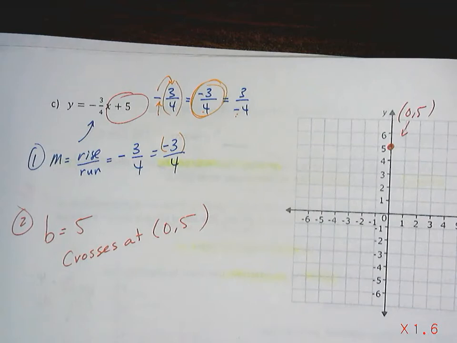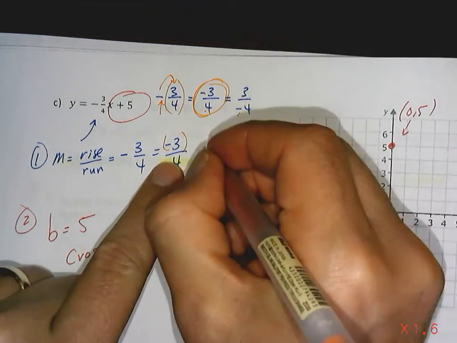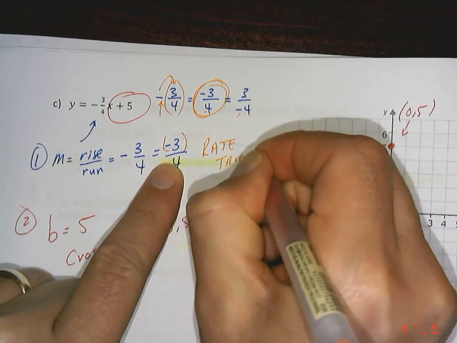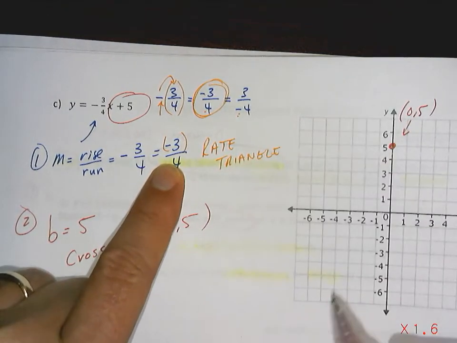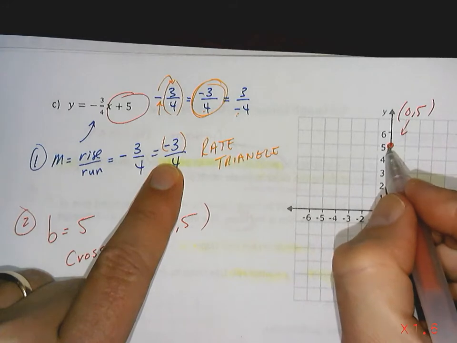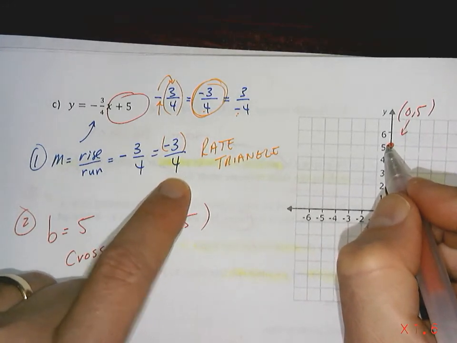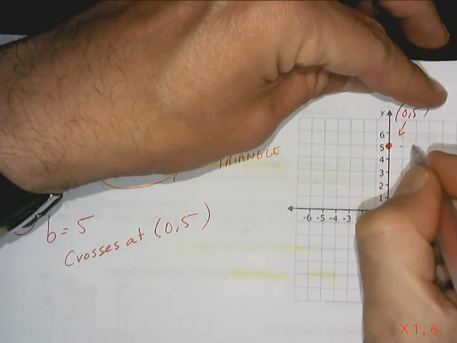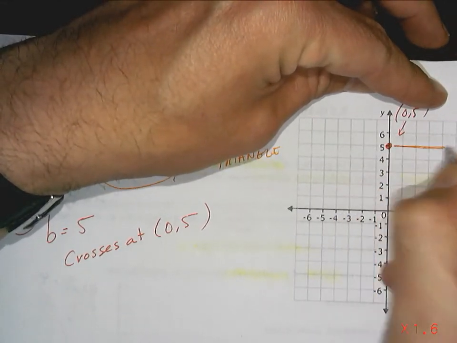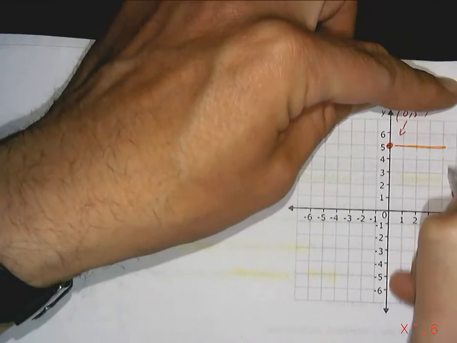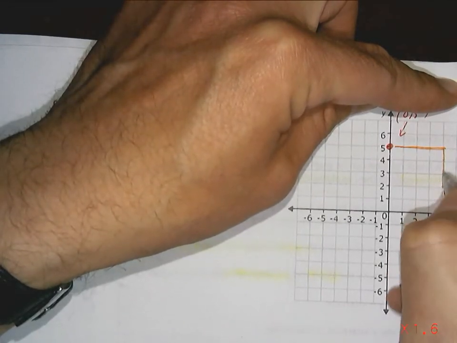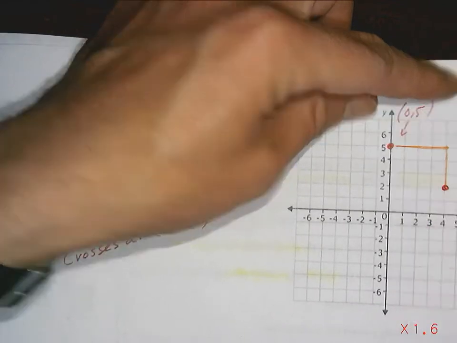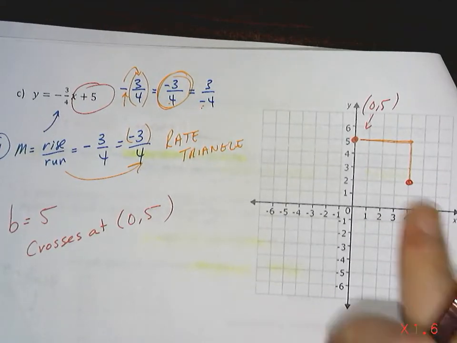And I'm going to use my rate triangle. That rate triangle is created by starting at this point and using this slope. So the run is 4, so I go over 4, left to right, 1, 2, 3, 4. And I go down 3, 1, 2, 3. And look at that. That takes me to the next point that's on my line. So those 2 points are on my line.